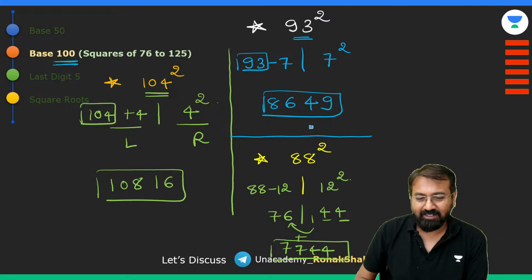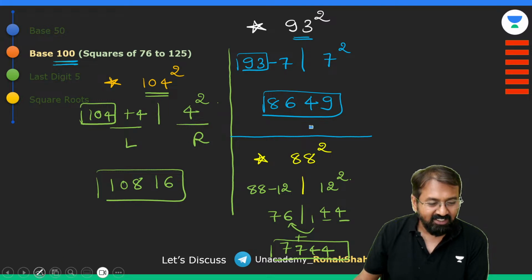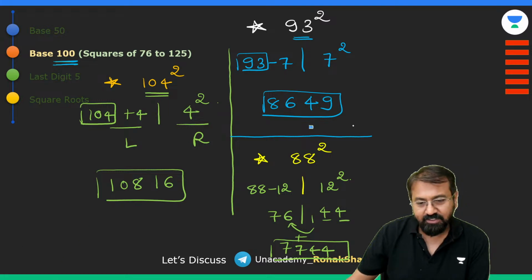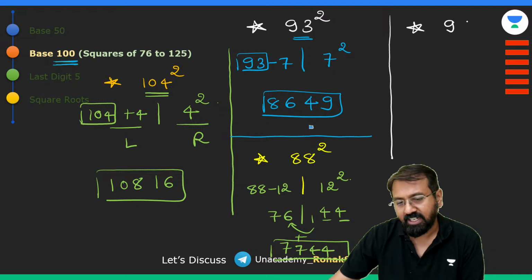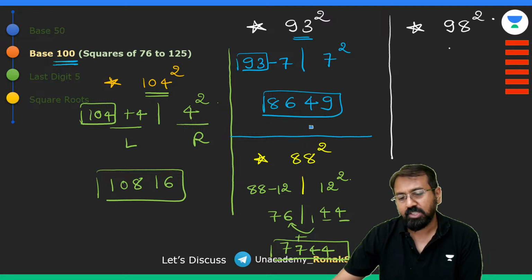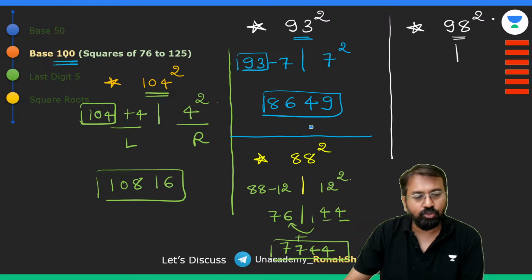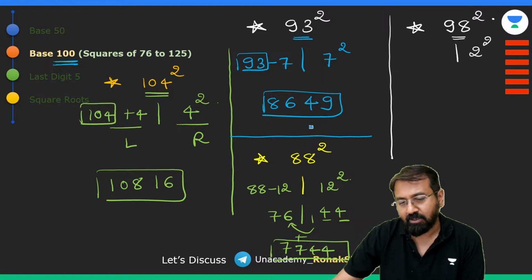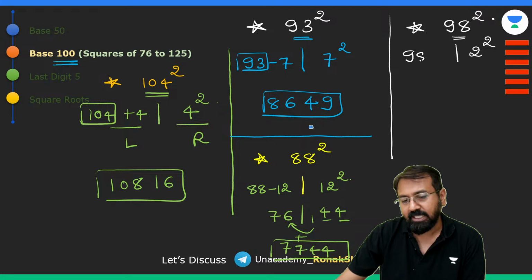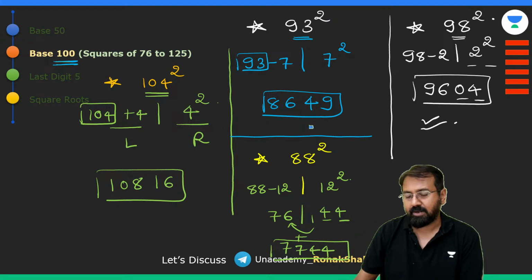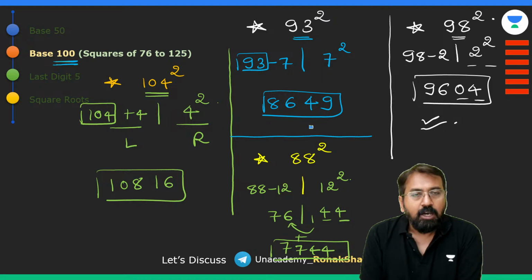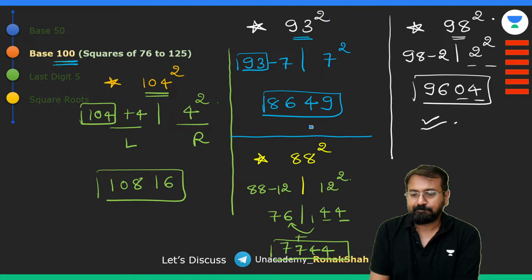Are you all clear? Similarly, guys, if I ask you to find out the square of this number, suppose the square of 98. So what is the square of 98? 98 is 2 less than 100. So the right part will be 2 square and the left part will be 98 minus 2. So it's 96, and 2 square will be written as 04 because we need to have a 2-digit result in the right part. Are you all clear, everyone?